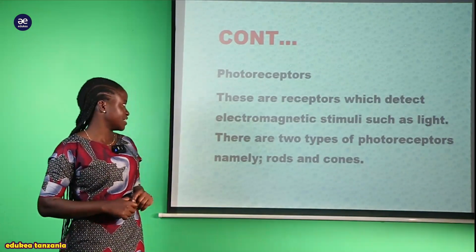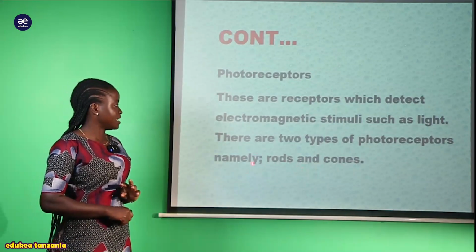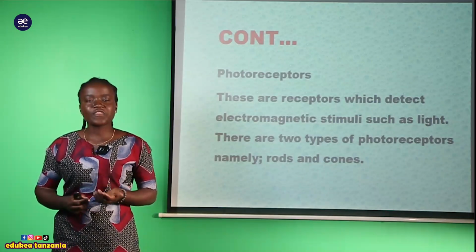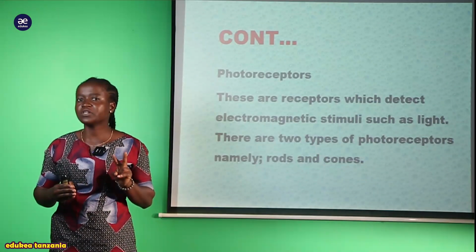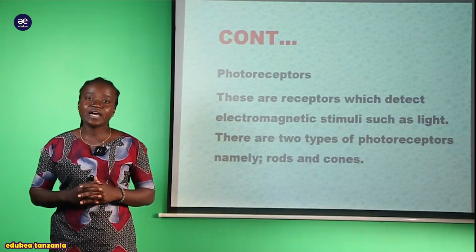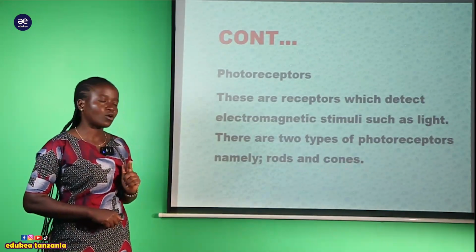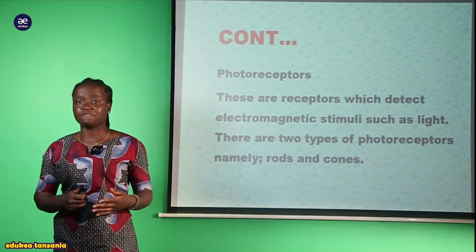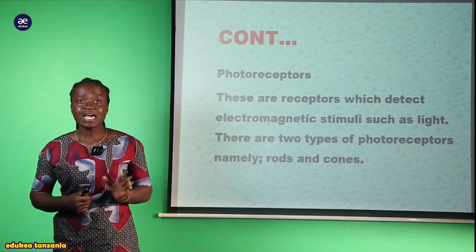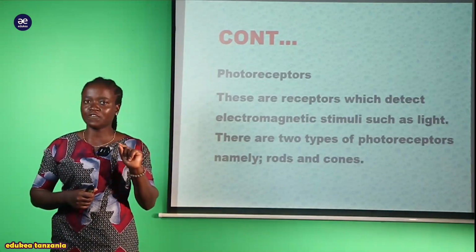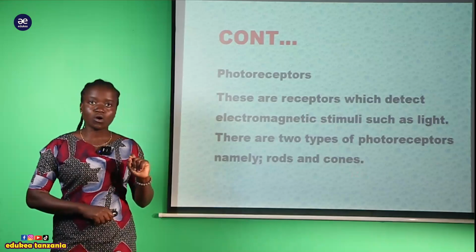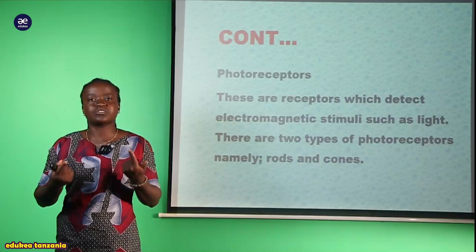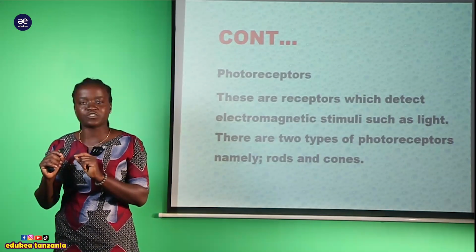And also we can say that there are two types of photoreceptors, namely rods and cones. So within an animal, we have almost two kinds of photoreceptors, and here we are talking about rods together with the cones. You have to know where these rods and cones are found, or where they are located. Here we are saying that these photoreceptors, mainly rods and cones, are found within your eyes.